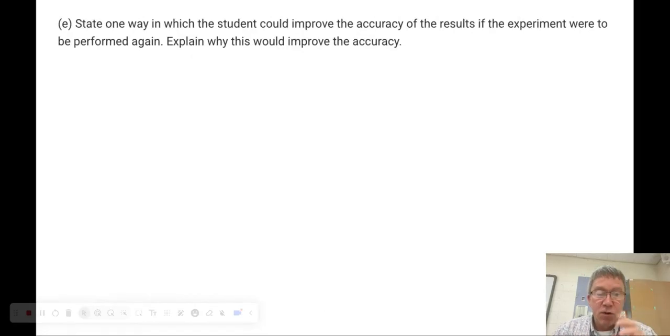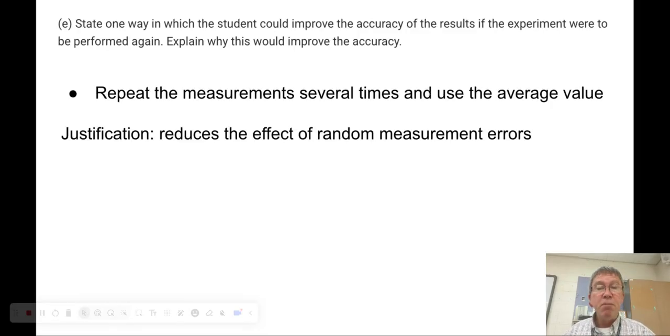Another thing they're going to ask you on this, and we're almost done here, is to state one way in which the student could improve the accuracy of the results if they were to perform it again. Often they ask you to justify. There are two different ways to do this, but be ready, because you're going to get asked this question. The easiest thing to say is to repeat these measurements several times and then plot the average value. The justification is that this reduces the random errors associated with collecting data. Anytime I collect data, there's errors associated with human reflex, parallax, where my eyes are. There are so many things that can cause error. But if you take multiple trials and then take an average, that reduces those random errors. That's my suggestion.